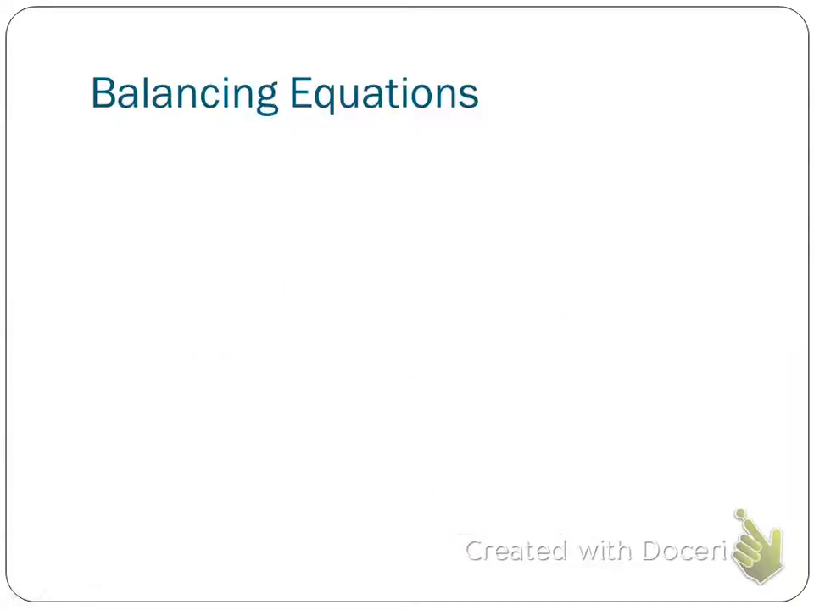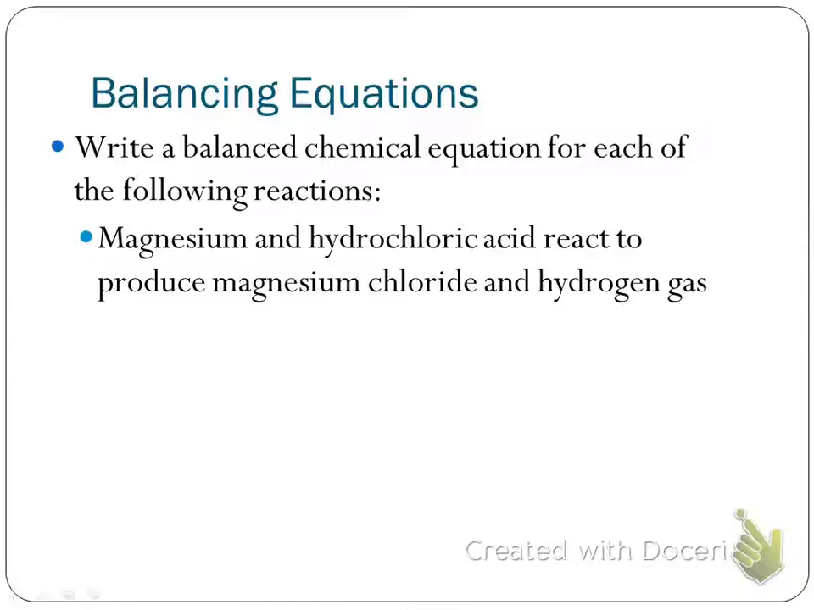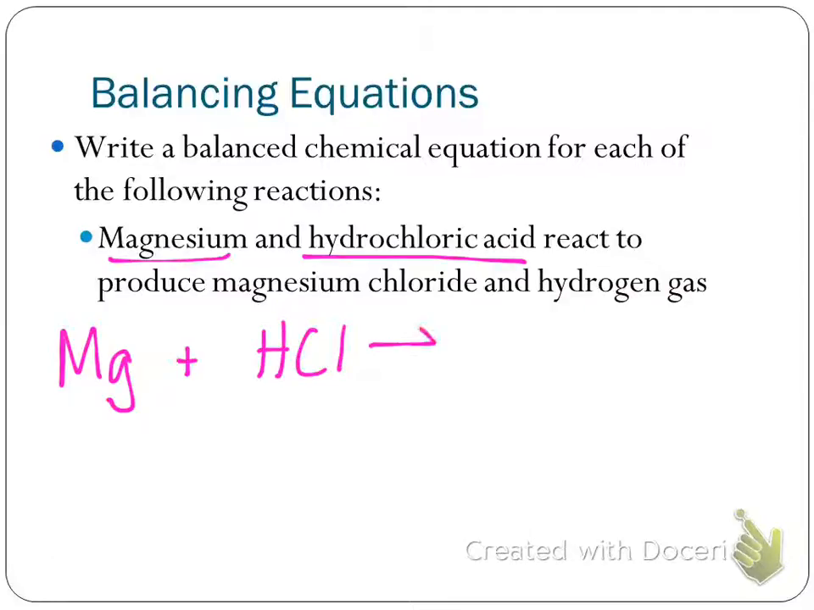All right, let's try another one here. We'll do this one together. Magnesium and hydrochloric acid react to produce magnesium chloride and hydrogen gas. That seems pretty similar, right? Is magnesium one of our diatomics? No, so we don't need anything except Mg. Plus hydrochloric acid. We know that was HCl. We knew that from our last one.